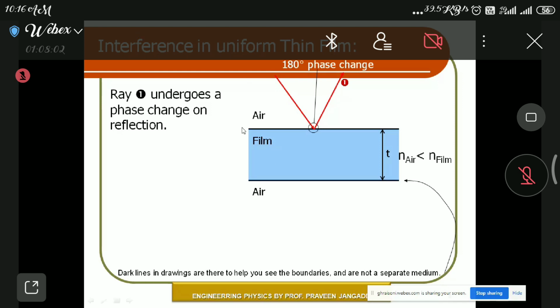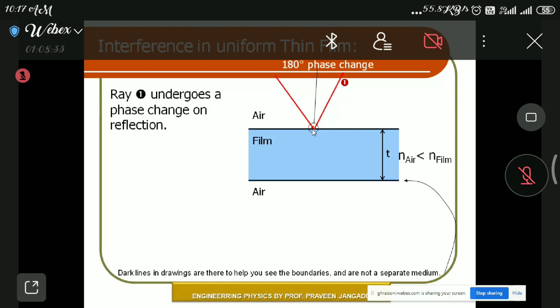As you can see, air has a refractive index of 1, and the film that we have chosen has a refractive index greater than the air medium. Therefore the film is considered the denser medium and air the rarer medium. So your light ray is incident on the denser medium and gets reflected from the denser surface, meaning the reflection happens in the same medium but from the denser surface.